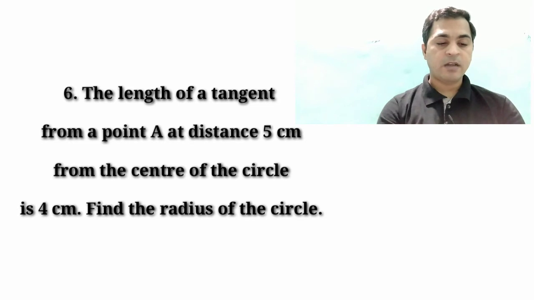The length of the tangent from a point A at a distance 5 centimeter from the center of the circle is 4 centimeter. Find the radius of the circle. Right? What is the question? The length of the tangent from a point A. A is an exterior point to the circle, and its distance is 5 centimeter from the center of the circle. The length of the tangent is 4 centimeter. Find the radius of the circle.